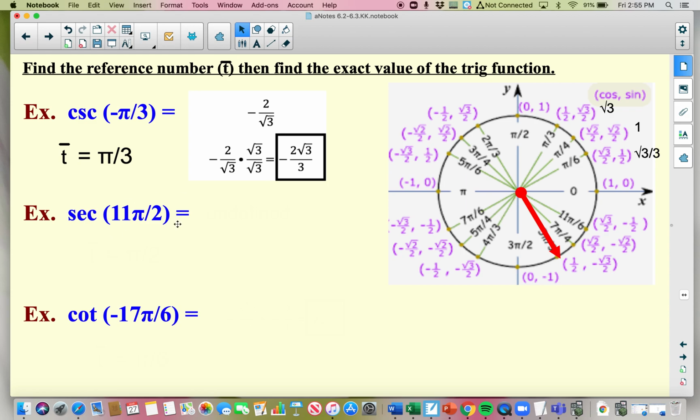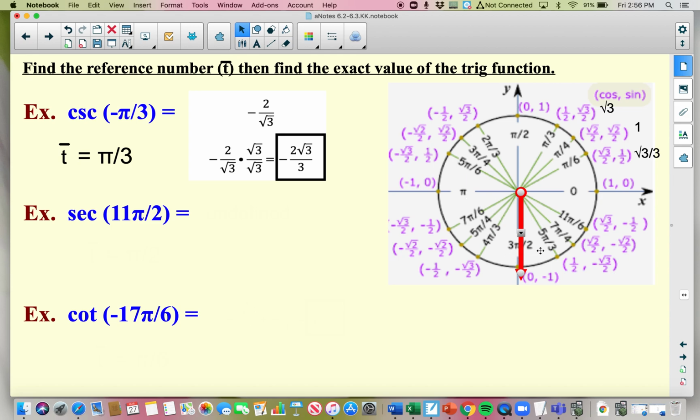Okay, secant of 11 pi over 2. So I'm going to bring my angle back to the x-axis here, my terminal side, and 11 halves. Well, you could count it out if you really wanted, like 1 halves, 2 halves, 3 halves, 4 halves. One time around in halves would be 4 halves. Two times around would be 8 halves. Then this would be 9 halves, 10 halves, and 11 halves. So I end up down at 3 pi over 2.